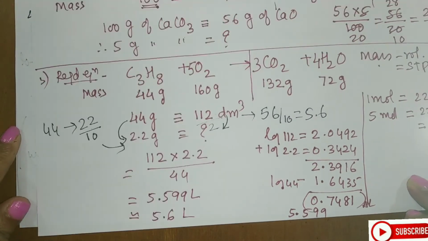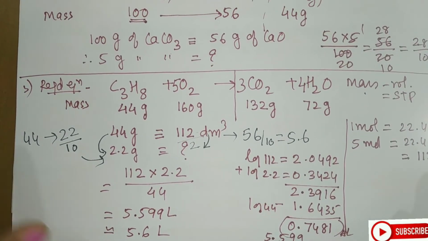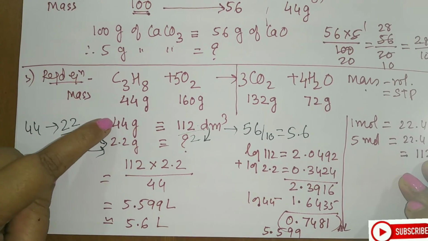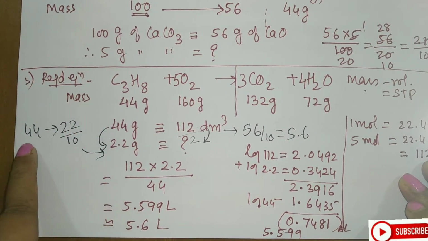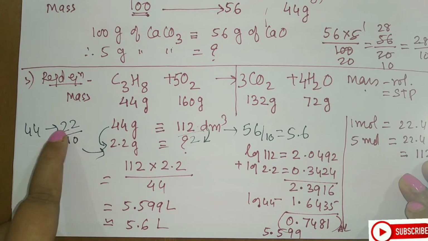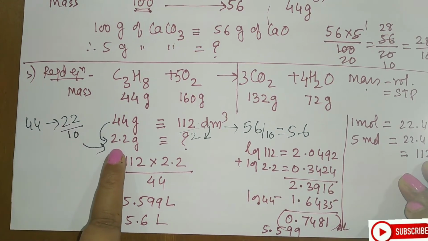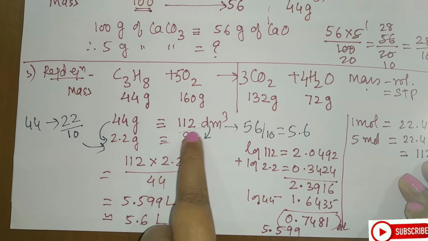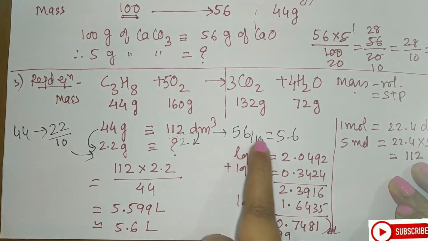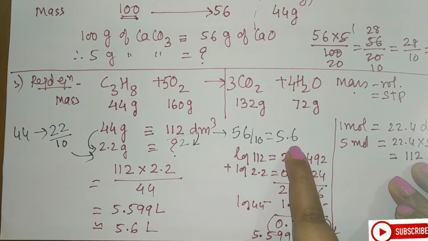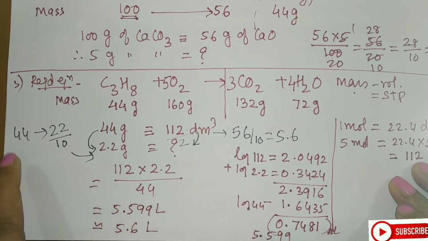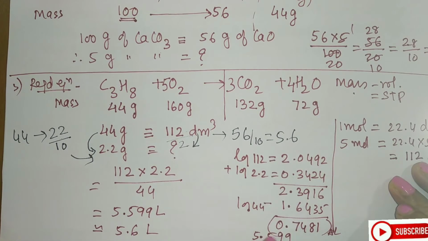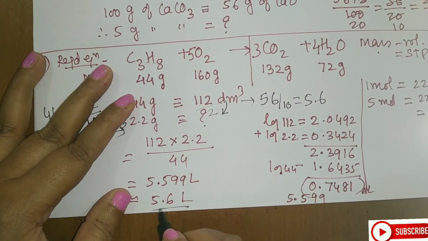So you get the answer directly here, that is 5.6. This type of trick you can use for your MCQs. You have to see the relation between this and this. 44 becomes 2.2, means 44 first becomes half to 22 and then you divide that by 10. You get 2.2. Same you have to do here. Divide this by 2, you get 56. Divide that by 10. So the answer is 5.6. For theory, you have to use the log calculations, but for MCQs, you can use this trick. So here the answer is 5.6 liter.